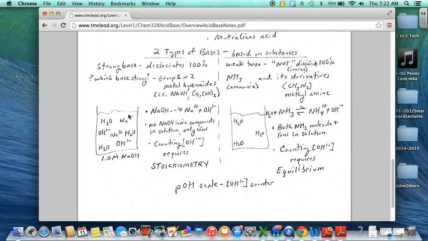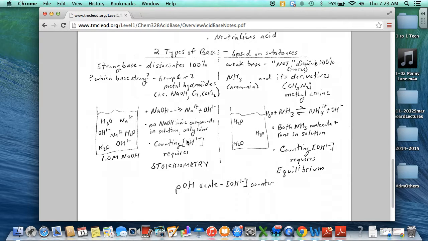So in my bucket of sodium hydroxide, I have absolutely no sodium hydroxide units. You have only Na1 plus and OH minuses. I put a little dotted line here because a straight, undotted line would indicate a chemical reaction. This is not a chemical reaction. This is simply a physical process.